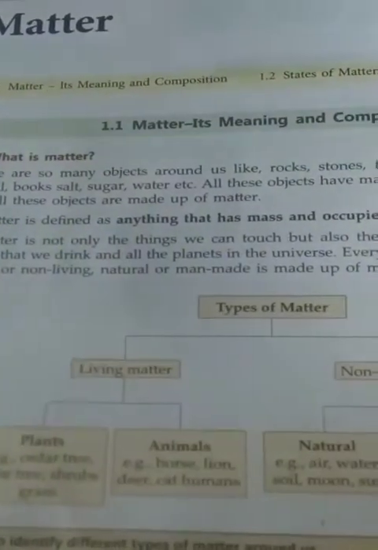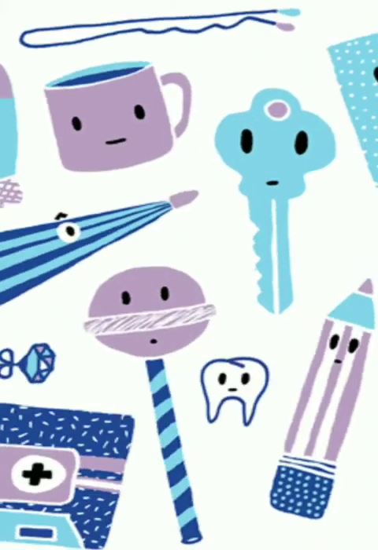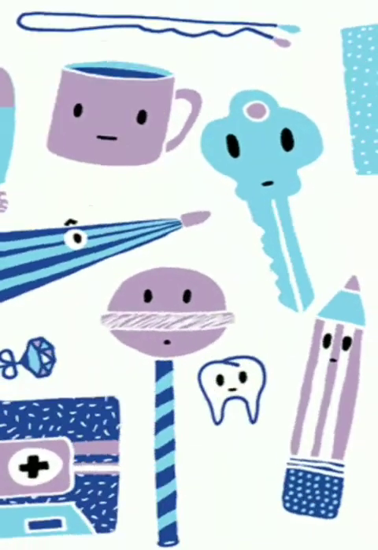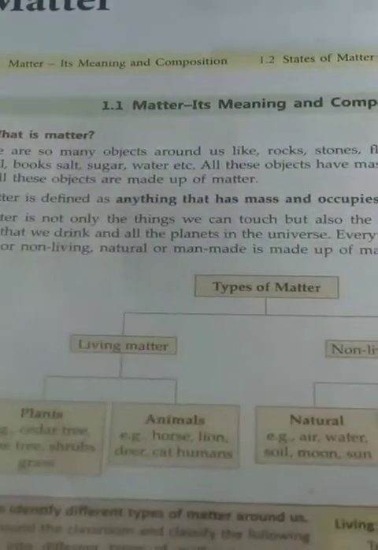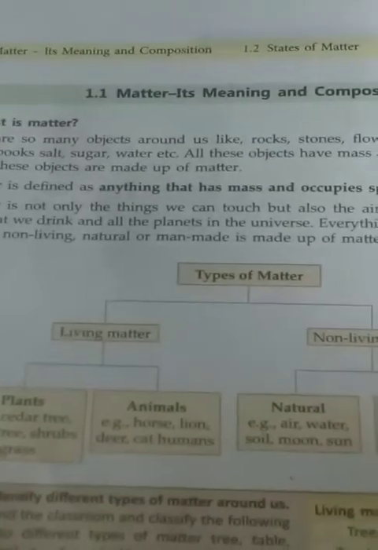First of all, you are able to see a number of objects present in your surroundings. All the objects present in your surroundings are matter. So what is matter? Matter is an object which has mass and can occupy space.